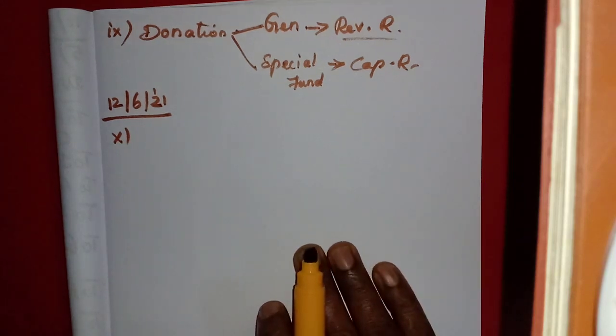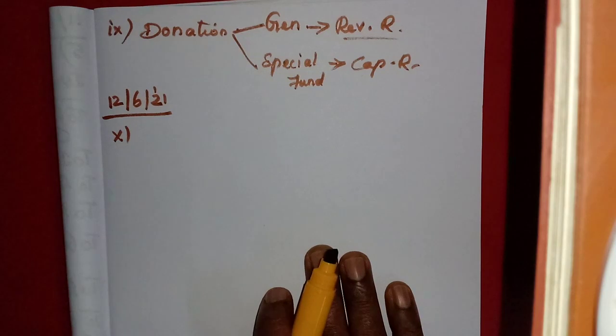Okay, welcome back to our lesson. Second one, accounts of not-for-profit organizations. Here we have learned how to prepare the first account, receipts and payments account. Then yesterday we started learning how to prepare the income and expenditure account from the receipts and payments account. They will give the receipts and payments account and ask you to prepare the income and expenditure account and the balance sheet. So first we will learn how to prepare the income and expenditure account.